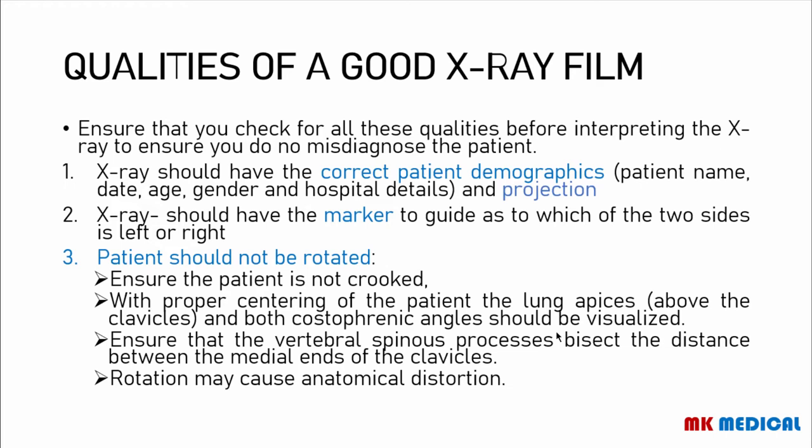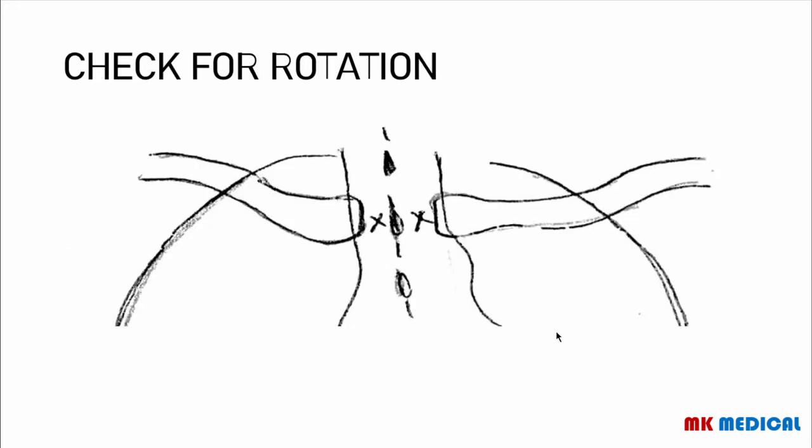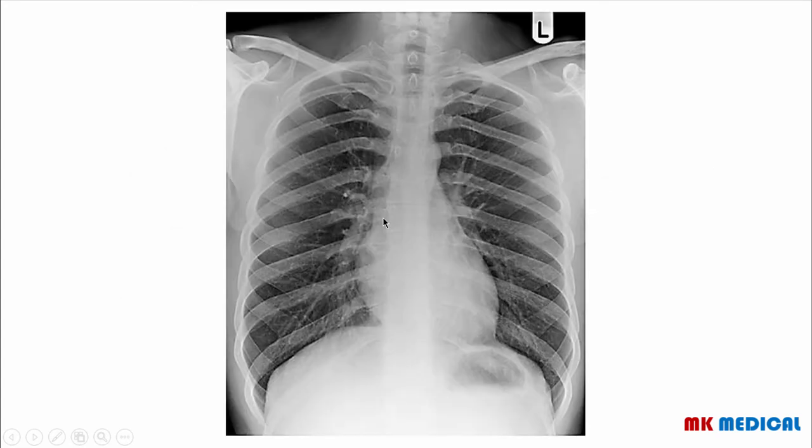So the patient should be in the center. They should be well centered. You should be able to visualize the lung apices above the clavicles. You should be able to see the costophrenic angles. You should ensure that the spinous processes are bisecting the distance between the medial ends of the clavicles, and you should note that there is no anatomical distortion. So checking for rotation, this distance here from the spinous process to the medial end of the clavicle should be equal on both sides. So here's a normal chest X-ray, which is very well taken.